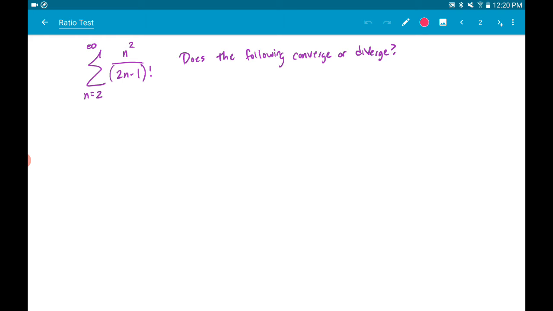We're going to jump right into the ratio test. So first we're going to set up our L. So we want to find the limit as n approaches infinity of (n plus 1) squared over (2(n plus 1) minus 1) factorial, kind of gnarly, and then over the nth term, which is just going to be everything stays the same.